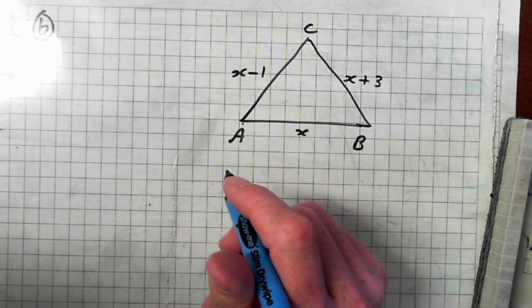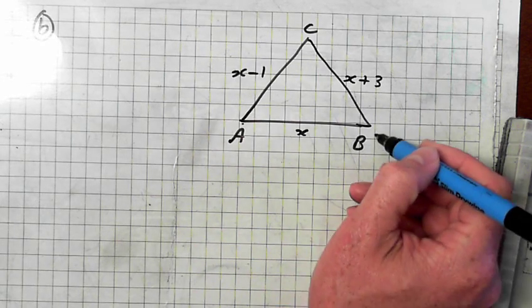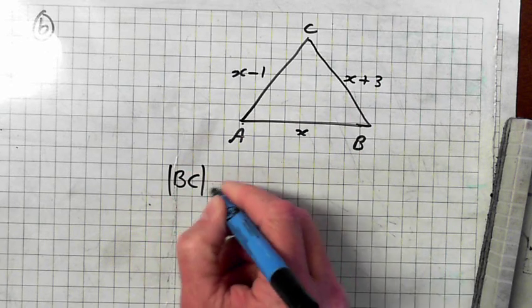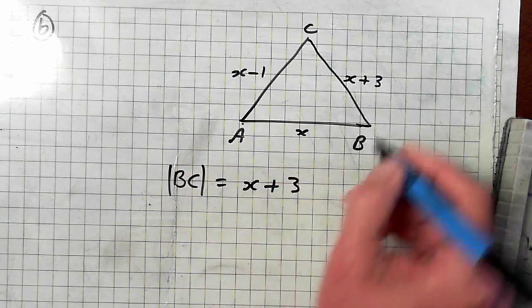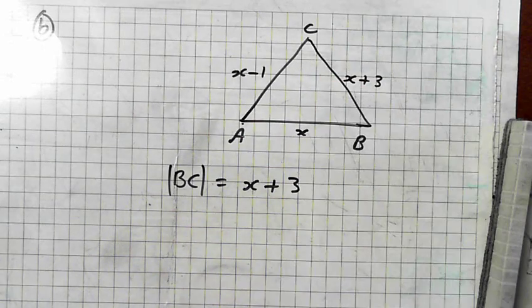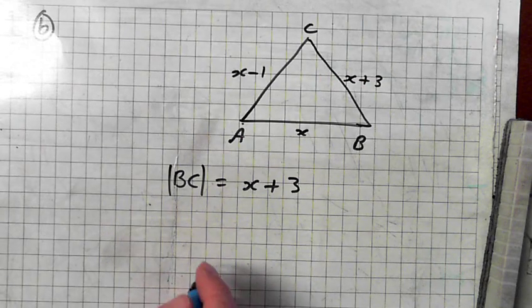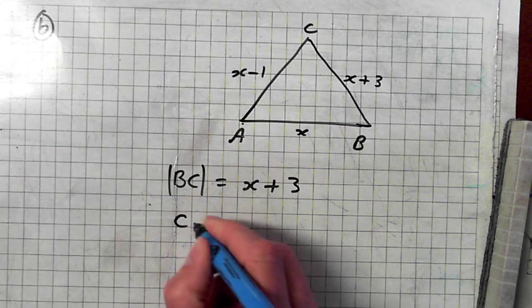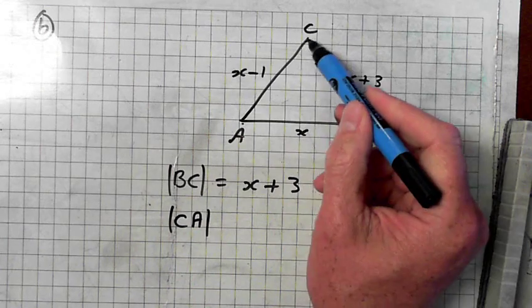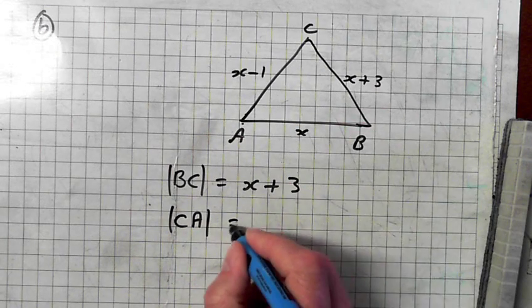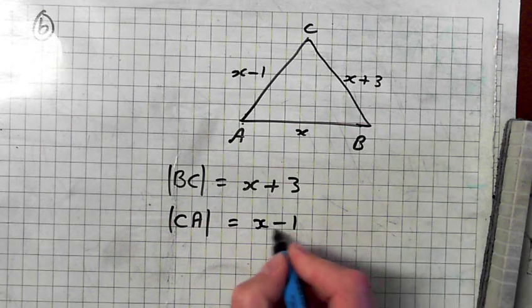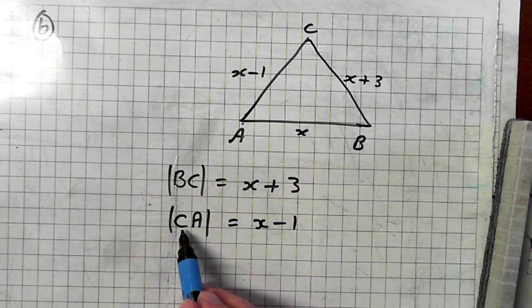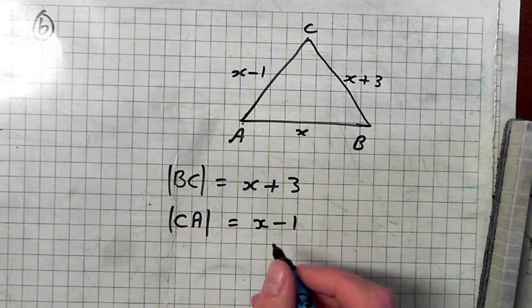Alright, number 1, write down an expression for the length of BC. BC is x plus 3. Line BC is equal to x plus 3. From here. Look it up. Number 2, CA, the line CA, this one is equal to, that's an expression. That's called an expression. Write an expression for BC, x plus 3. Write an expression for CA, it's x minus 1.